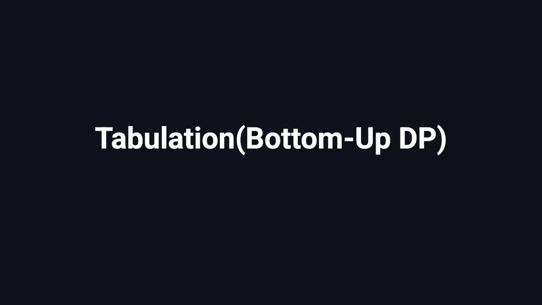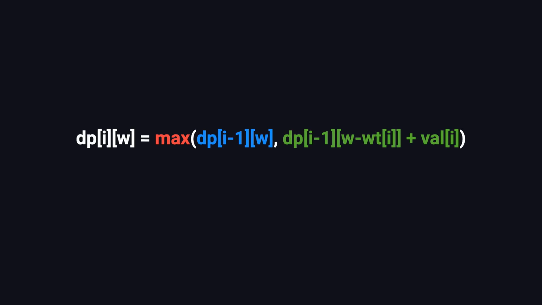But there's another popular way to solve this: the bottom-up approach, often called the Tabulation Method. Instead of solving the big problem first and breaking it down, we flip the process. Start with the smallest possible subproblems and build our way up. Here's the key idea behind the state transition. Suppose we're processing the item at position I and the remaining capacity is W. We have 2 choices. First, we skip this item. In that case, the best value we can get is the same as if we had only considered the first I-1 items. That's DP of I-1 W.